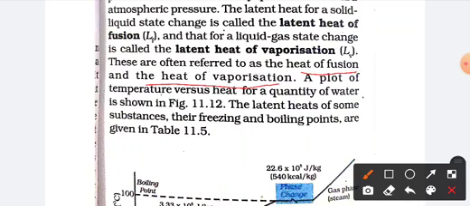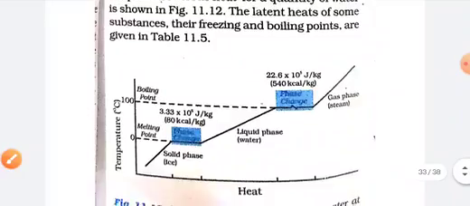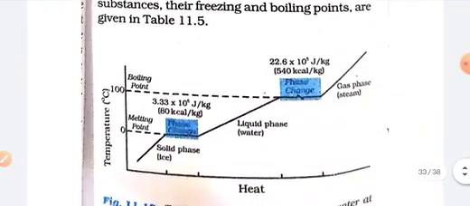A plot of temperature versus heat for a quantity of water is shown in the figure. This is for the water. The latent heats of some substances, their freezing and boiling points are also given in the table.